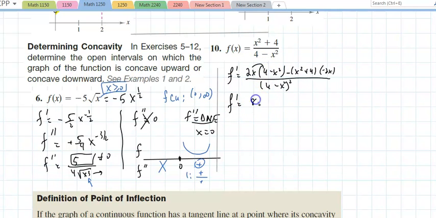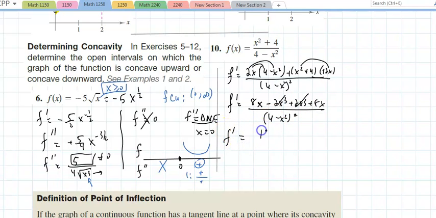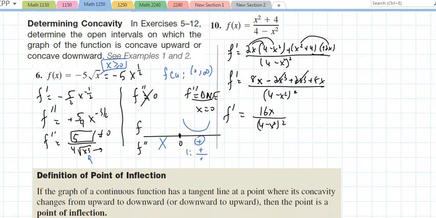That is 8x minus 2x cubed, that becomes a positive, plus 2x cubed plus 8x all over 4 minus x squared, squared. I notice those cancel out. The first derivative is 16x divided by 4 minus x squared. Well, I need the second derivative.